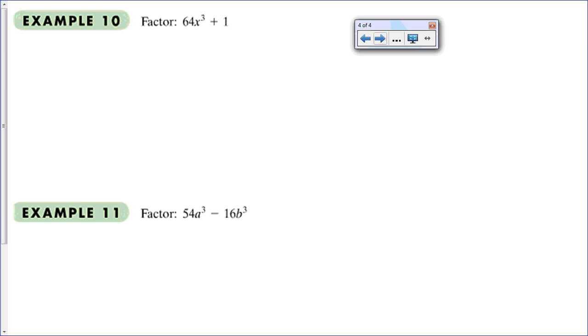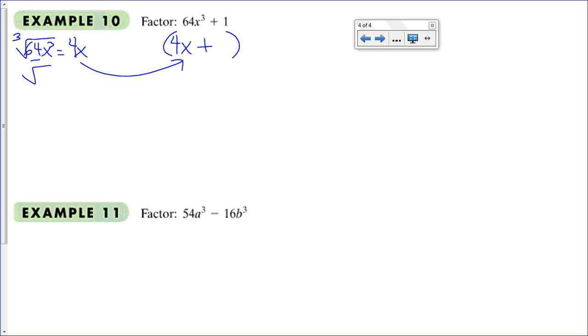So we have one more slide. So for example 10, we're going to have a sum of cubes. And so we take the cube root of 64x to the third power. The cube root of 64 is 4, and the cube root of x cubed is just x. And the cube root of 1 is just 1.